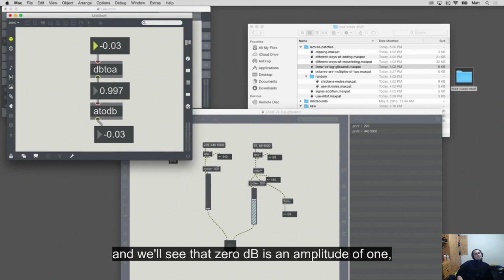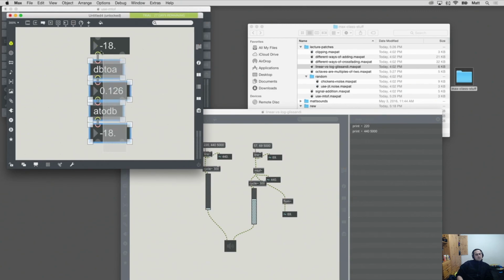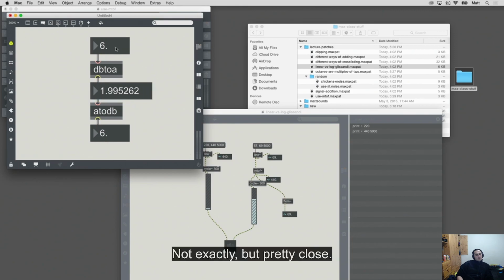And we'll see that 0 dB is an amplitude of 1, and minus 6 dB is an amplitude of a half, and minus 12 dB is an amplitude of a quarter, and minus 18 dB is an amplitude of an eighth, and so on. So every 6 dBs is a factor of 2 in the output, just like every 12 half steps is a factor of 2. And of course you can go positive, you can add 6 dBs to something, and that'll multiply by approximately 2. Not exactly, but pretty close.